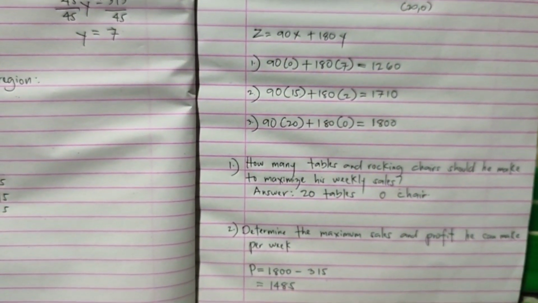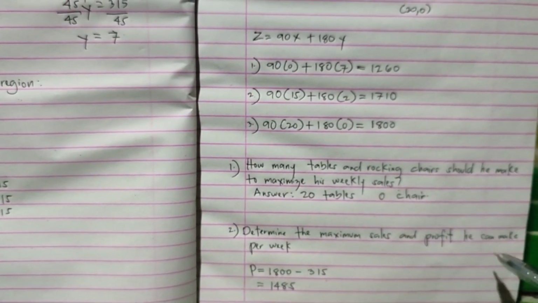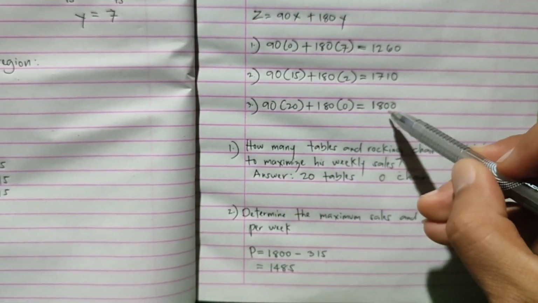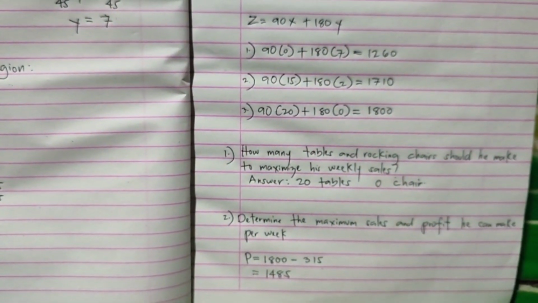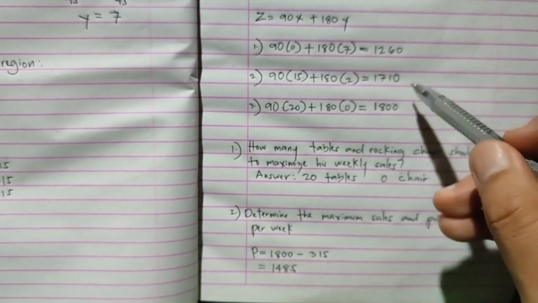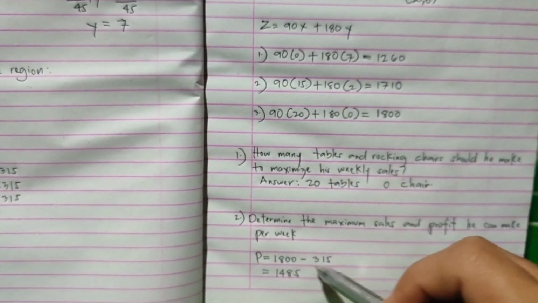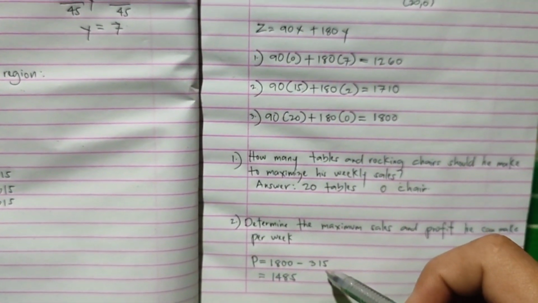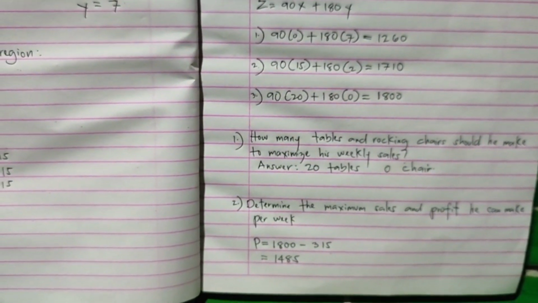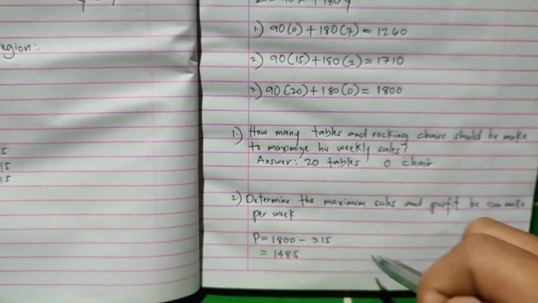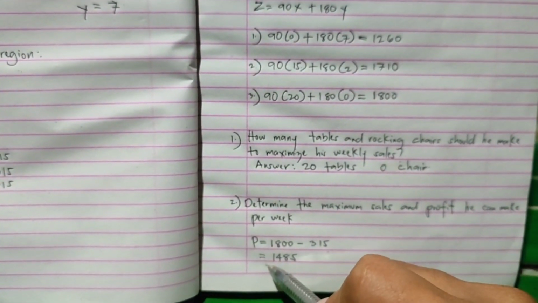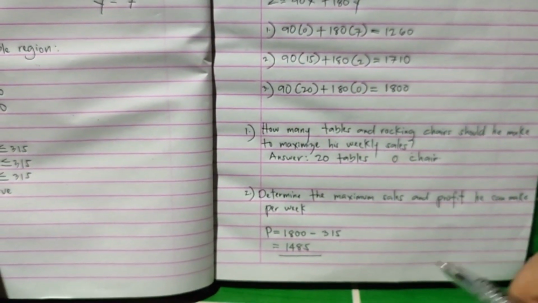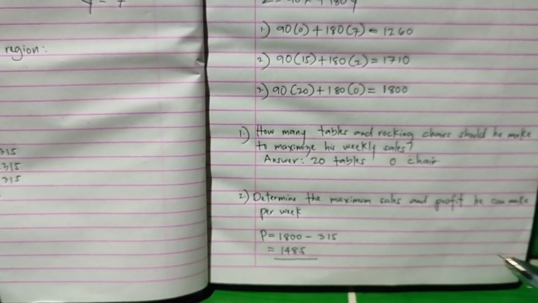So, the second question is, determine the maximum sales and profit he can make per week. So, let's say for example, ito ang maximum sale niya. Kasi ito naman talaga, di ba? 1,800. So, minus 315. 315 is the cost sa kanya, paggawa ng tables and chairs. So, i-minus lang natin yan, and the answer is 1,485 is his total profit in a week. So, I hope you guys understand, and thank you.